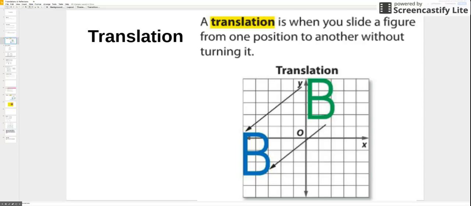So here is our original. The original is known as the pre-image. The new is known as the image, okay? So you're taking this green bee and you're going down and to the left. Or you can look at it like this, right?